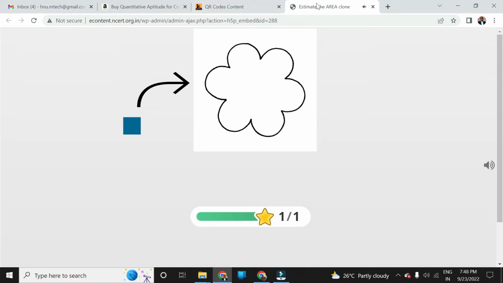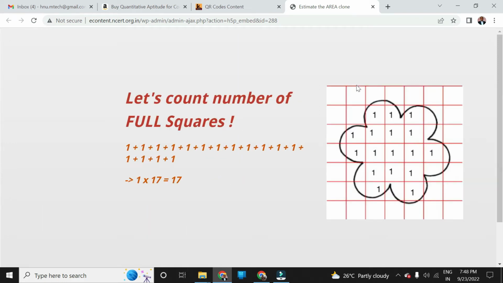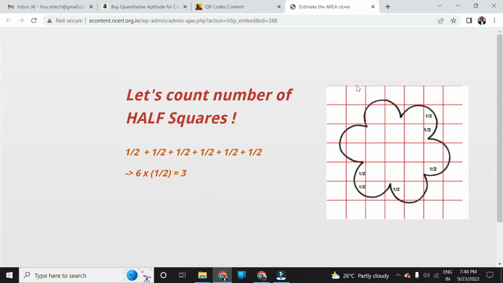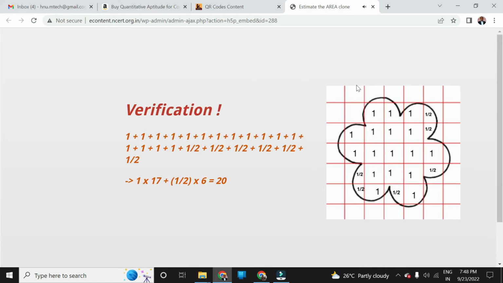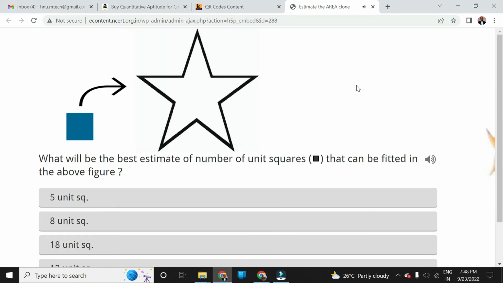So you have to draw the grid first, and then you have to count the full squares, and then you have to count the half squares. Then you will get the final estimated area. Okay, now let's verify. Now we will move to the next question.